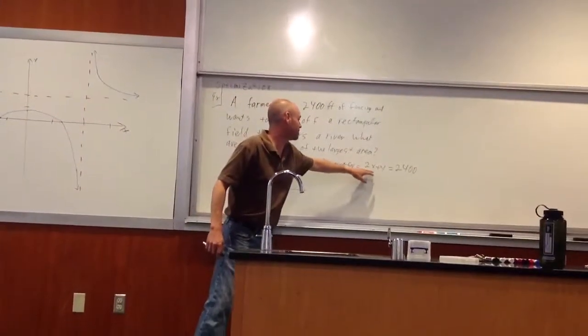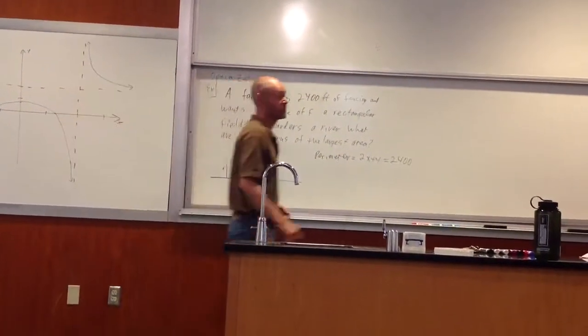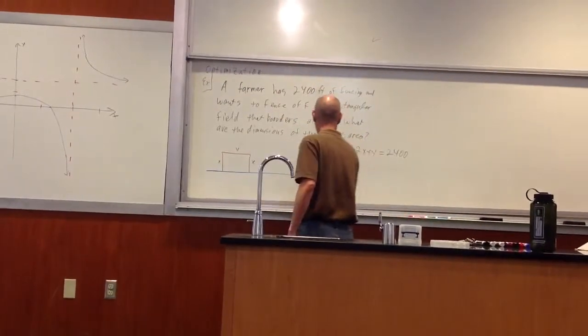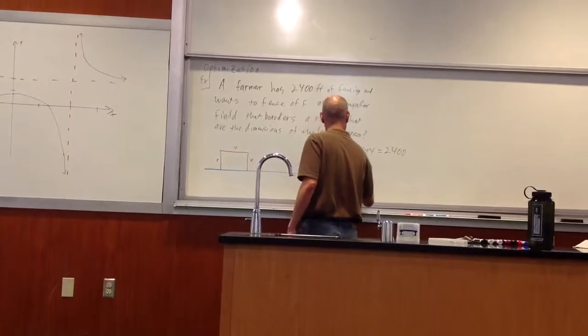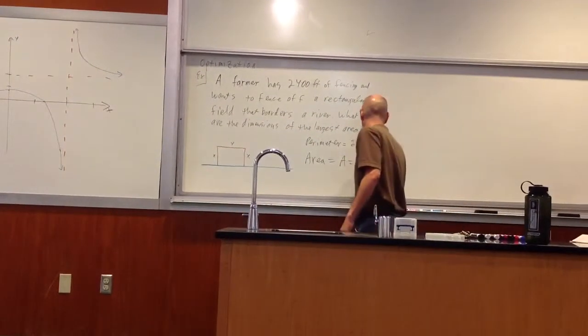So we have 2x plus y equals 2400. Now, what we're going to do next is talk about area. There's two pieces, right? Perimeter and area. The area is going to be what? X times y.